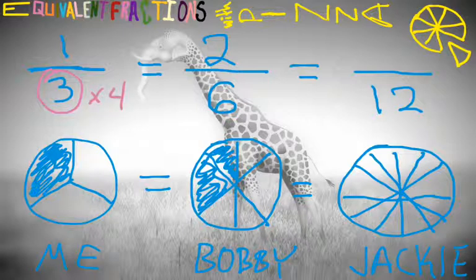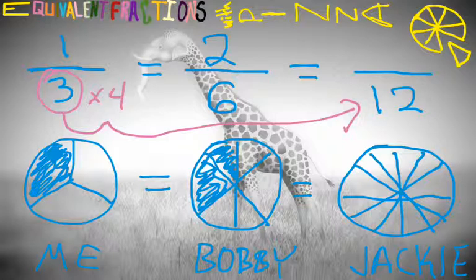So 3 times 4 equals 12, but what are we going to put in that top number? Well, we do the same thing we did to the bottom number. We multiply it also by 4. So 1 times 4 is 4. So we know that Jackie ate 4 of her 12 pieces. So let's shade those in. 1, 2, 3, 4.